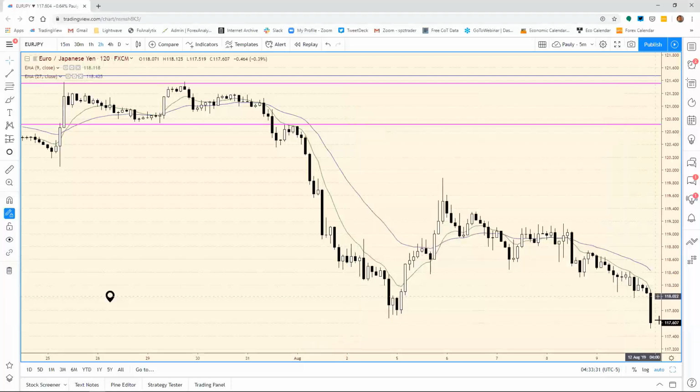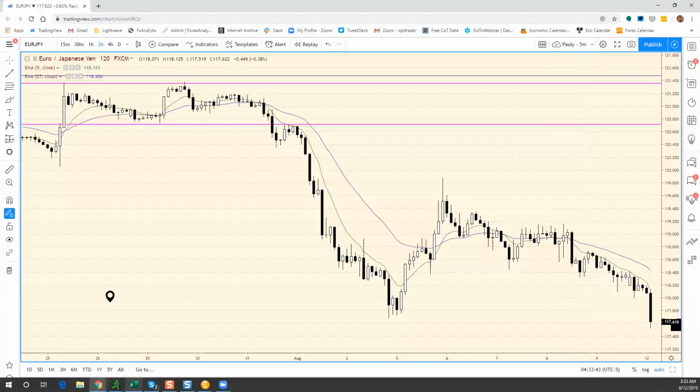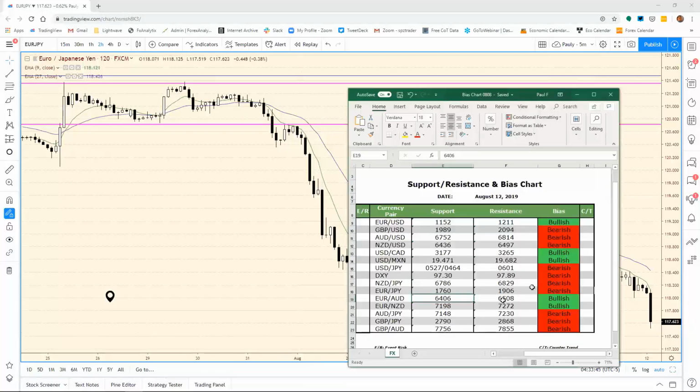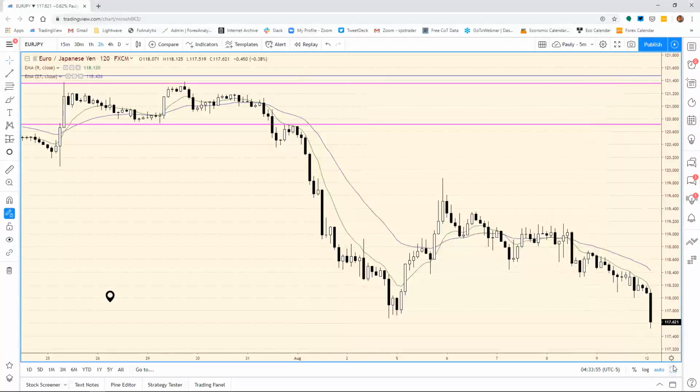On the upside, it's going to be 118 even. 118. Going to the euro odd.